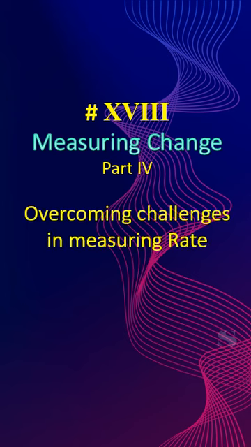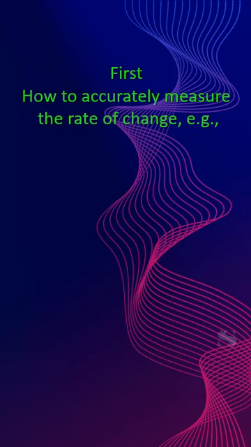Recall the lesson on motion. It talked about the three major challenges in computing the instantaneous rate of change, exemplified by the rate of change of motion. The three are: first, how to accurately measure the rate of change in an instant of time. In the case of motion, it is measuring speed at any definite time at a near zero duration of time.